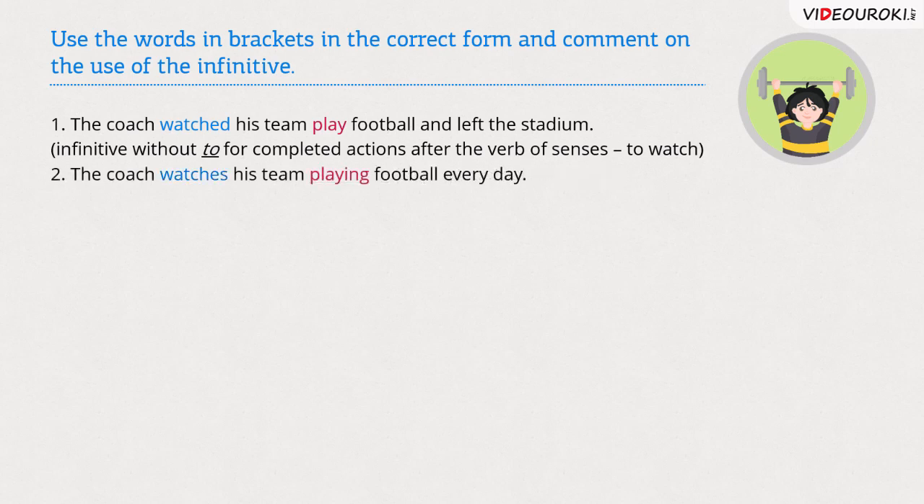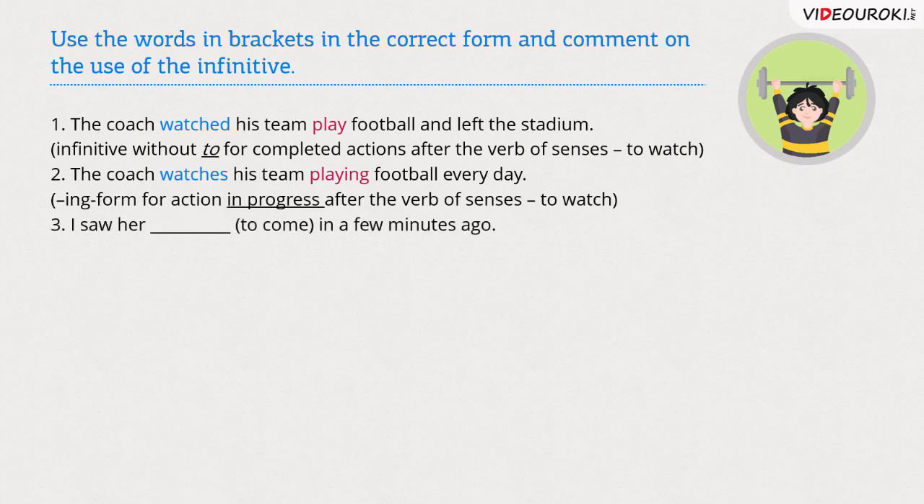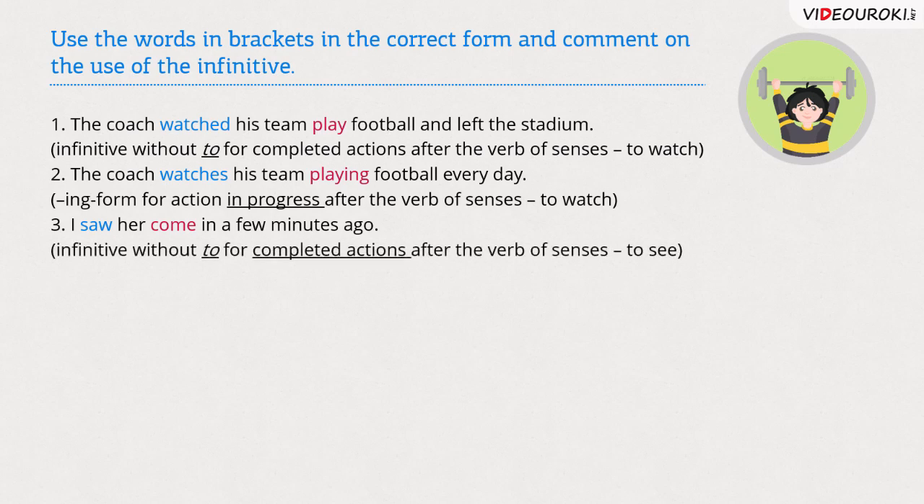2. The coach watches his team playing football every day. We use the -ing form for action in progress after the verb of senses. To watch. 3. I saw her come in a few minutes ago. We use the infinitive without to for completed actions after the verb of senses. To see.